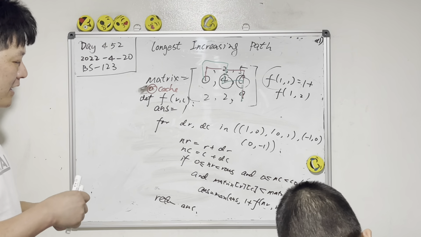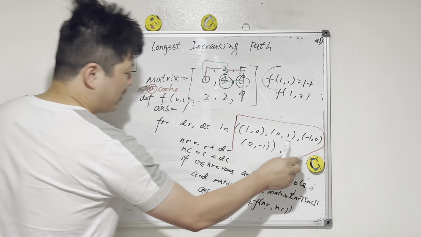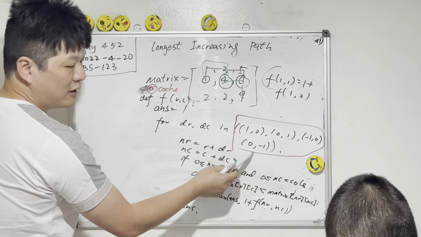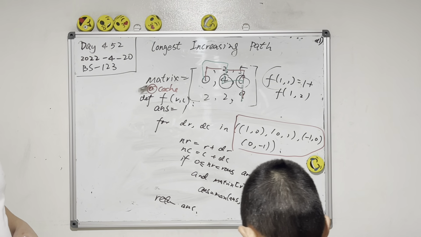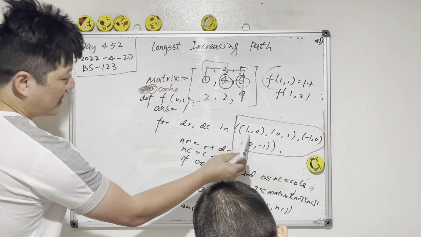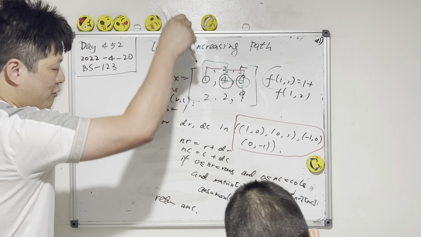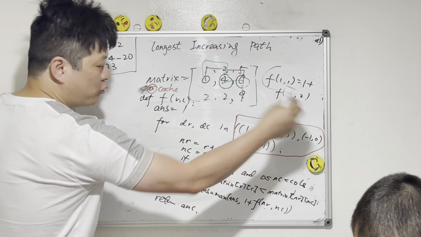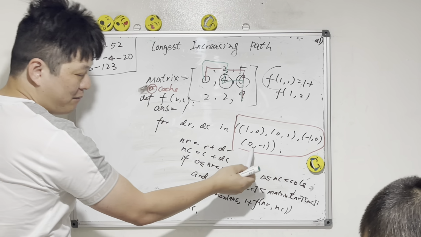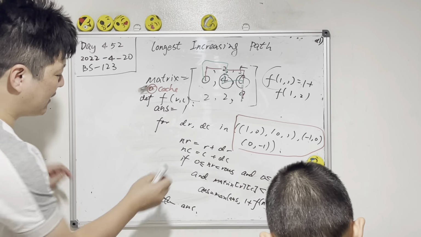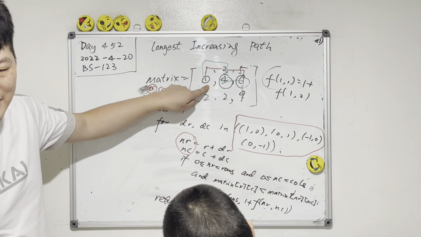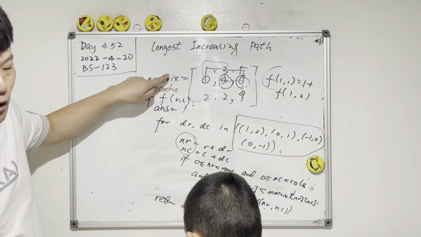DR, DC. Can you explain to me what this is? What is this for 4 vector, 4 coordinate? 1, 0; 0, 1; minus 1, 0; 0, minus 1. What's this representing? The 4 directions. 1, 0 means down. 0, 1 means right. Minus 1, 0 means left. And what's 0, minus 1? Up, yes. And this is the new coordinate. Then we have to check if it's within the boundary, because it doesn't make sense if the new coordinate is beyond the boundary, right?